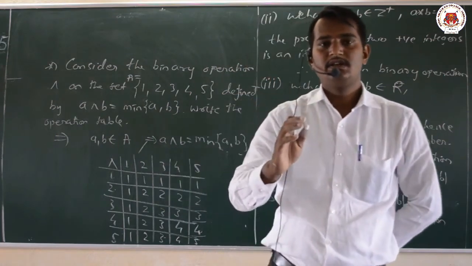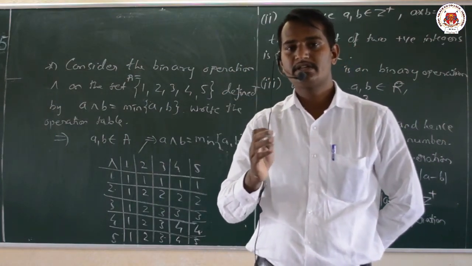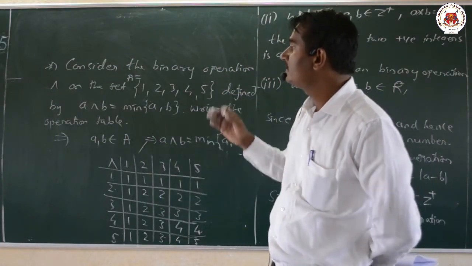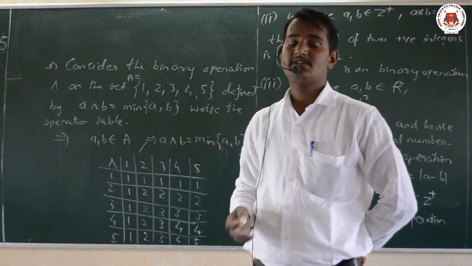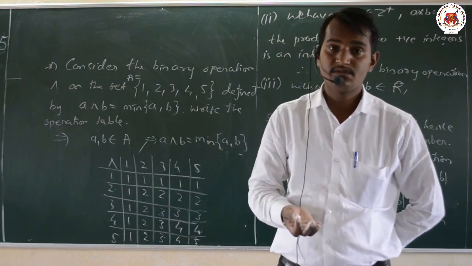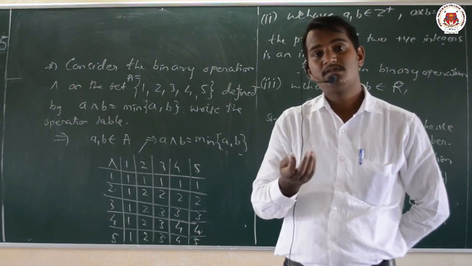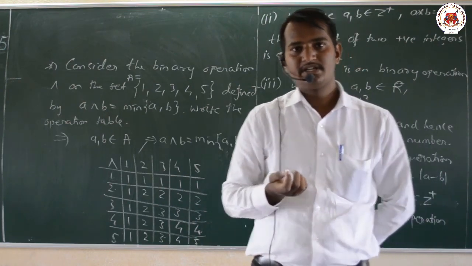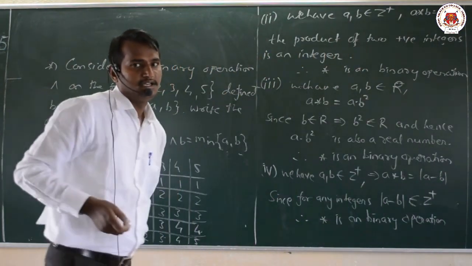In the next class we shall start with the problems, continuing with the properties of binary operations. That means what is commutative, what is associative, what is identity, and how to find the inverse. Dear friends, we shall continue in the next class.